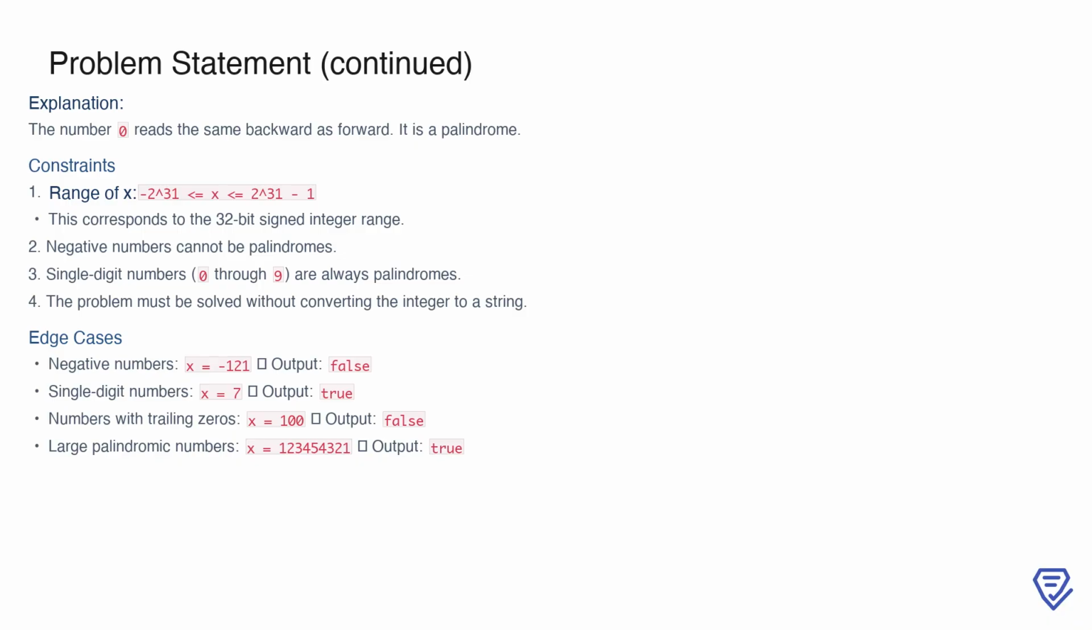Some tricky cases include numbers with trailing zeros, like x equals 100, which cannot be a palindrome because reversing it gives 001. Finally, the problem requires solving this without converting the integer into a string, which adds an extra layer of challenge to the implementation.